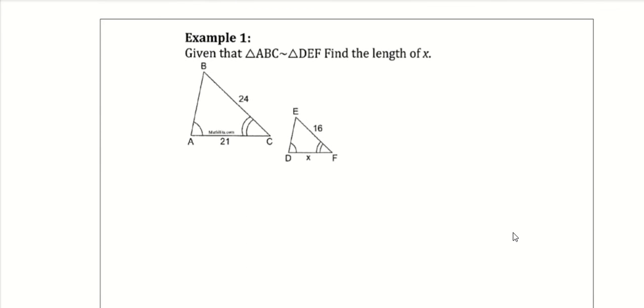Looking at example 1: given that triangle ABC is similar to triangle DEF, find the length of X. To do this, we have to set up a proportion. Before we do that, I just want to go through and set up a proportionality statement for this triangle so that you have an example of what a proportionality statement looks like.